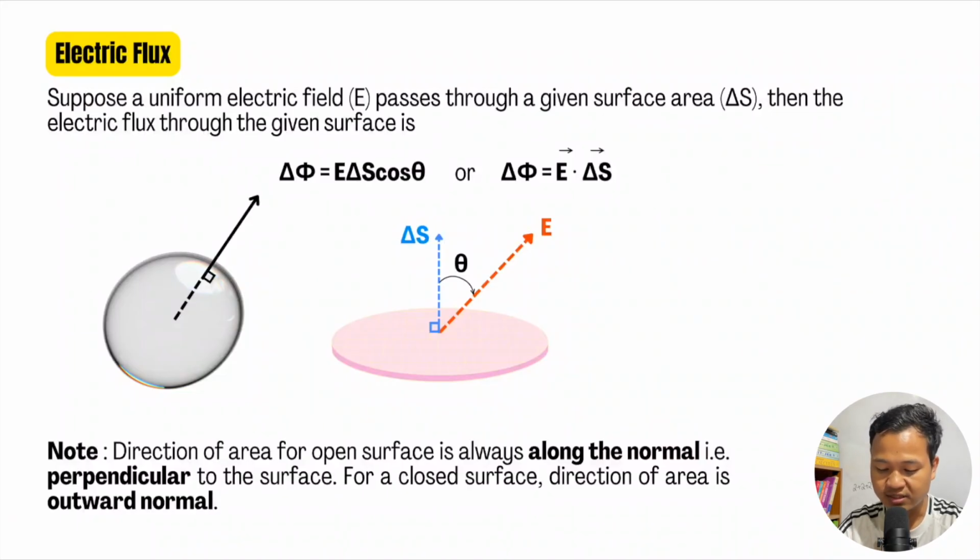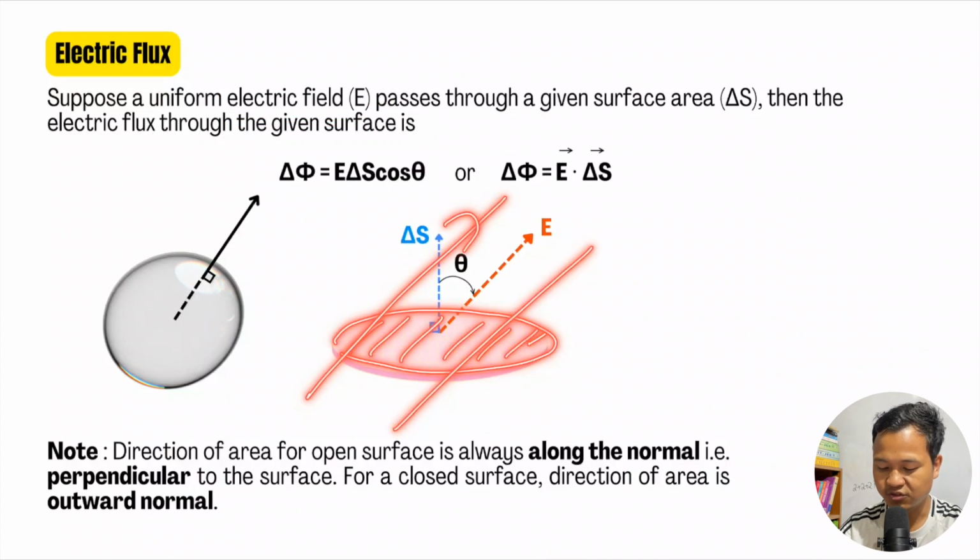So what is flux? Flux is basically, see, suppose you have an electric field, okay, uniform electric field, it passes through a given surface area. So suppose this is an area, and the electric field passes through it. So you have electric field like this.